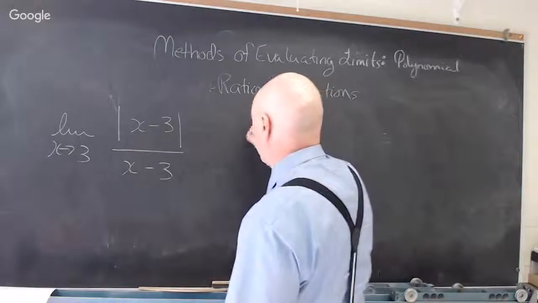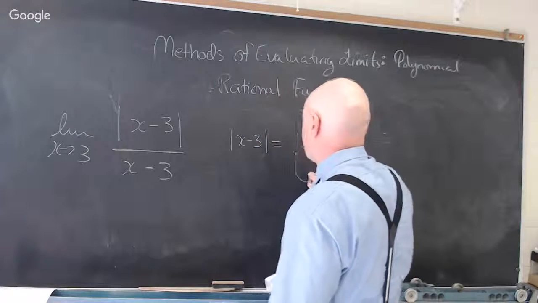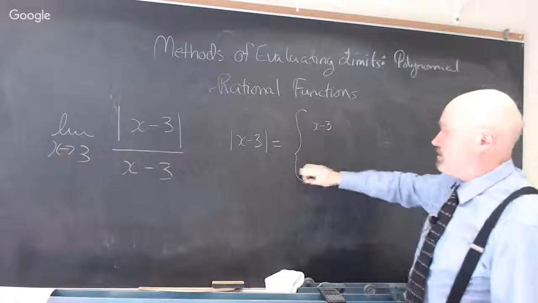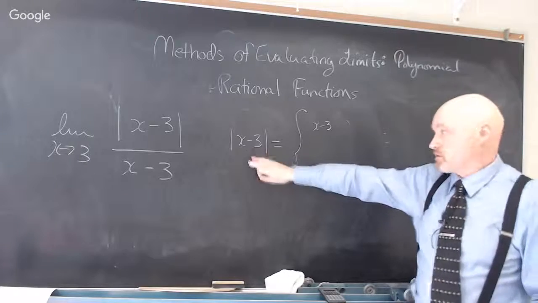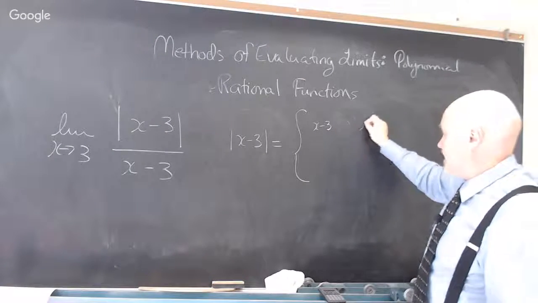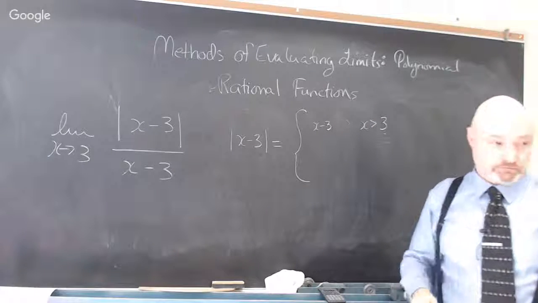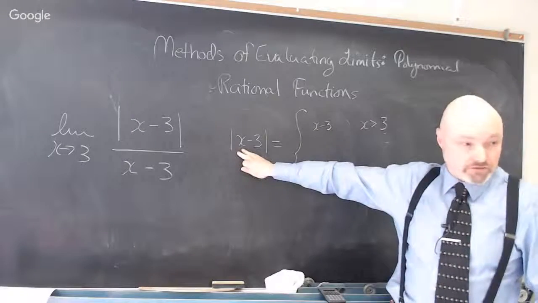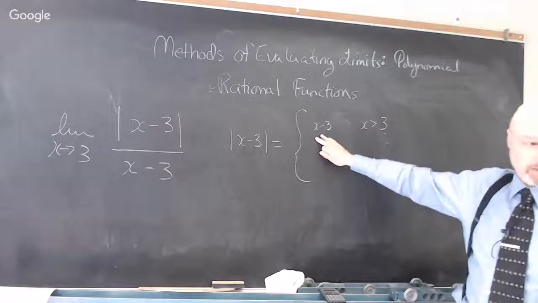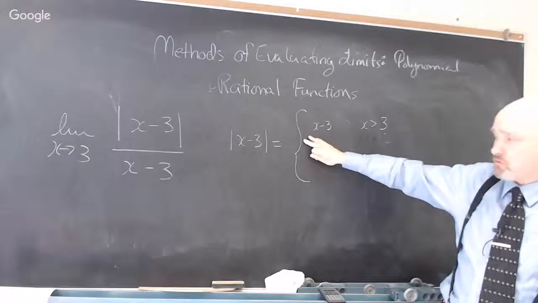Now we can think of the absolute value function as being a two-part function. Okay, so this is just going to be x minus 3. It's just the function x minus 3 as long as x is greater than 3. Okay, so if it's 4 minus 3, this value is 1. The absolute value hasn't changed, x minus 3. So as long as x is greater than 3, it's just the function x minus 3.